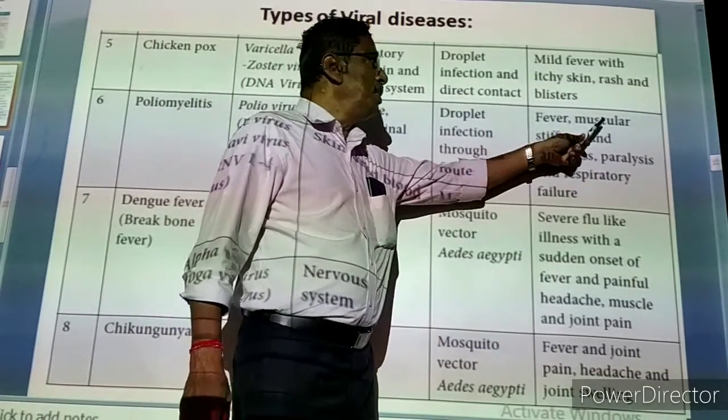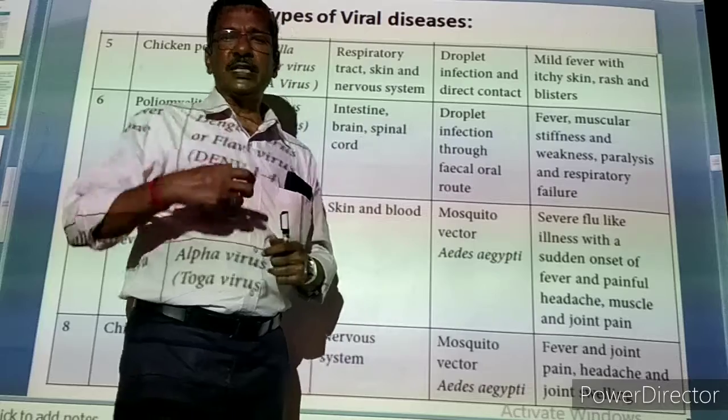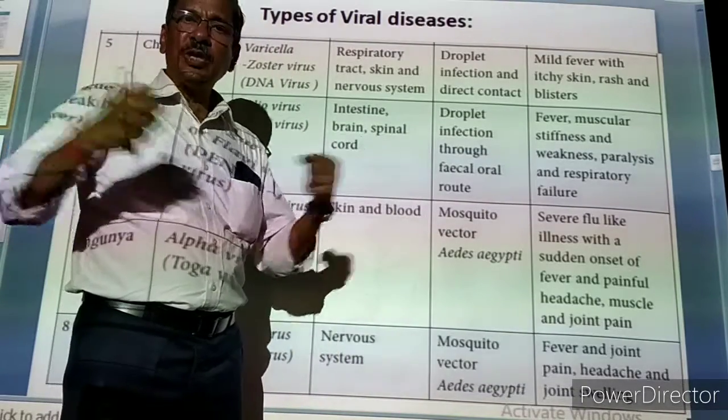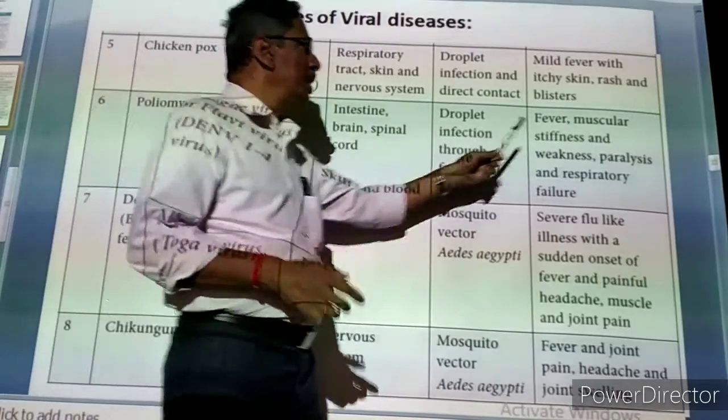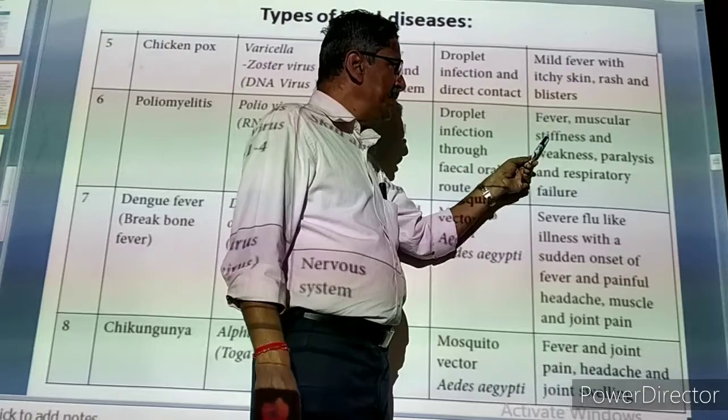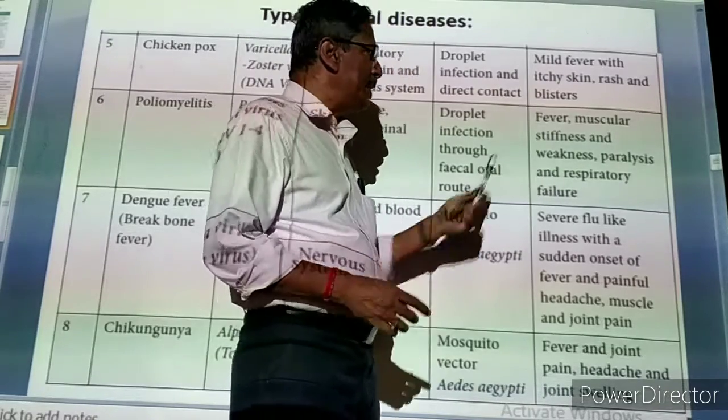Fever will be there, muscle stiffness. When the viruses attack, the muscles are becoming very rigid, very stiff. They won't contract, they won't expand. That is called the muscular stiffness and weakness. It will be stiffness and the muscles are becoming very, very weak.